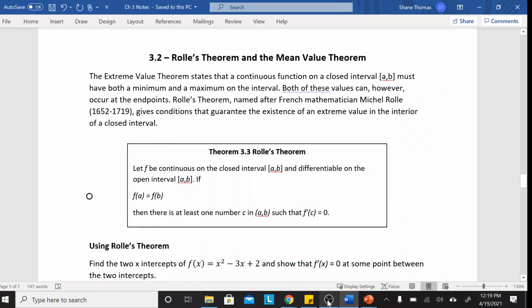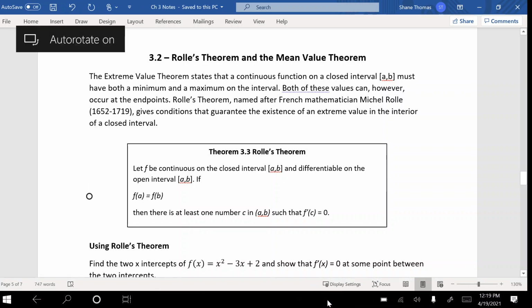Today is 3-2. We have what's called Rolle's theorem and the mean value theorem. This is really expanding on what we just did the other day when we were finding the critical values on intervals and those types of things.